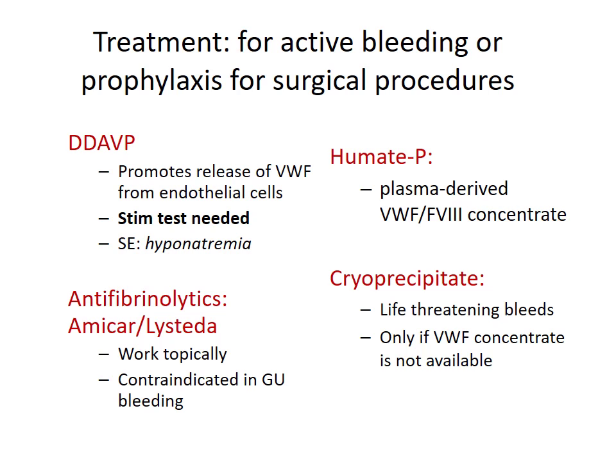Humate-P is your go-to when your desmopressin is not available or is contraindicated. It is a plasma-derived factor VIII and von Willebrand's factor concentrate. In a pinch, cryoprecipitate will work as it contains both von Willebrand's factor and factor VIII concentrate. However, this is generally reserved for life-threatening bleeds and only if von Willebrand's factor concentrate is not available.